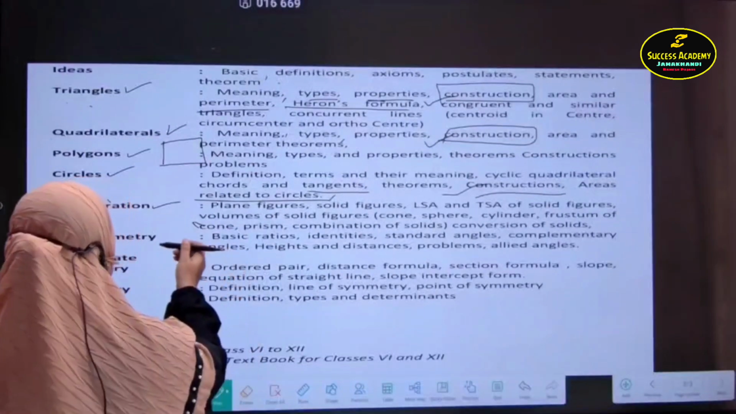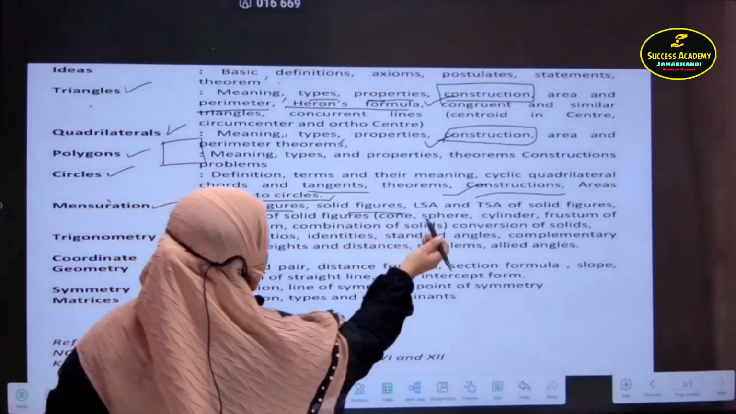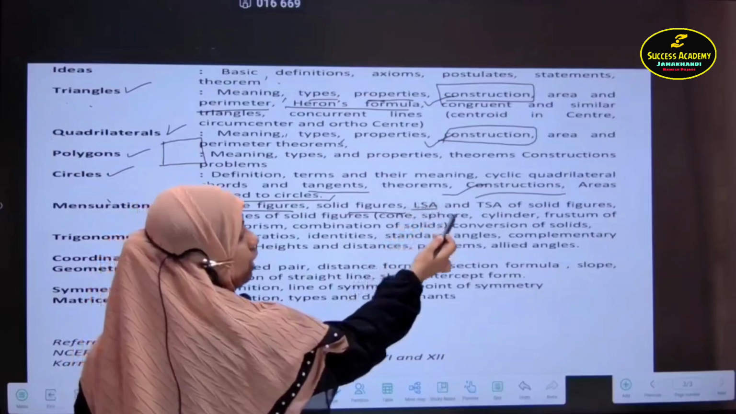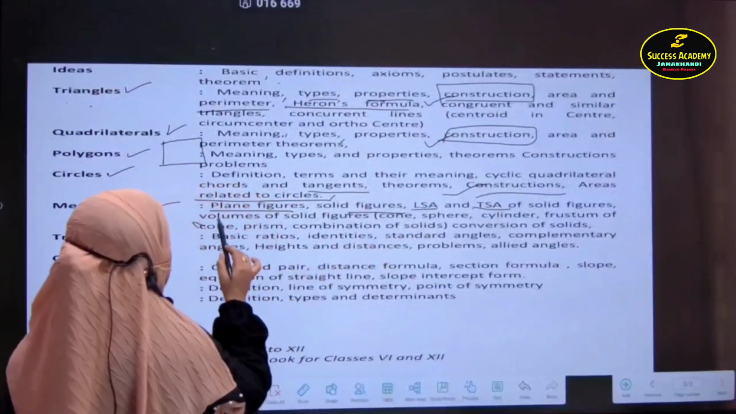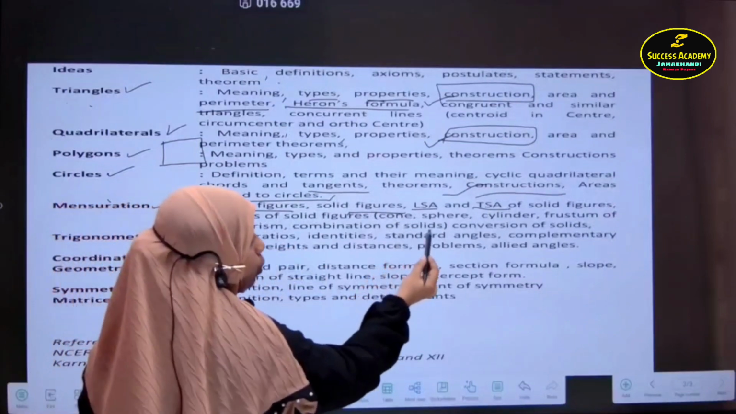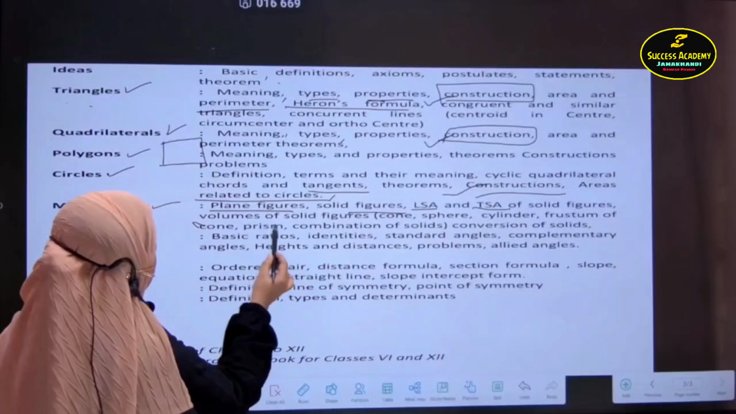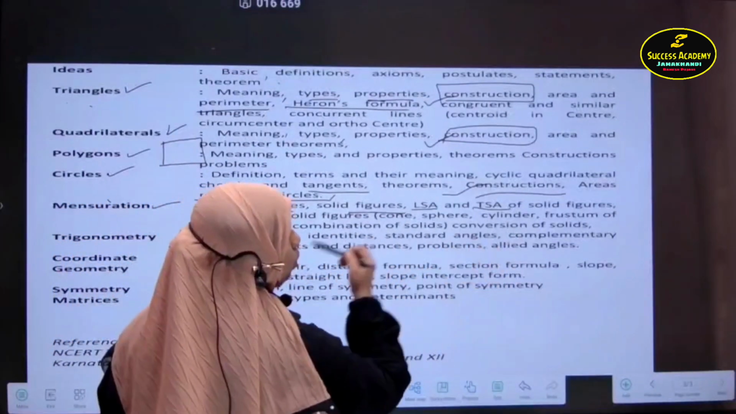Okay. Next, in mensuration, here plane figure, solid figure, LSA. What is LSA? Lateral surface area, and TSA, total surface area of solid figures. Volume of solid figures: cone, sphere, cylinder. Okay, frustum, volumes of solids, of cone, prism, combination of solids, conversion of solids.